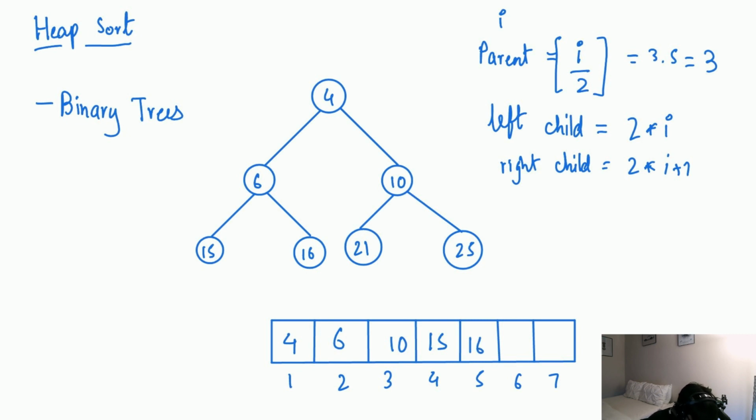Now we look at 10. 10 is at the index 3, so the left child for 10 should be at 2 into I, which is 2 into 3, at 6. The left child for 10 is 21, which gets filled in position 6. And the right child, which should be at 2 into I plus 1, is the element 25, which gets filled in position 7. Essentially, this is the representation of a binary tree.